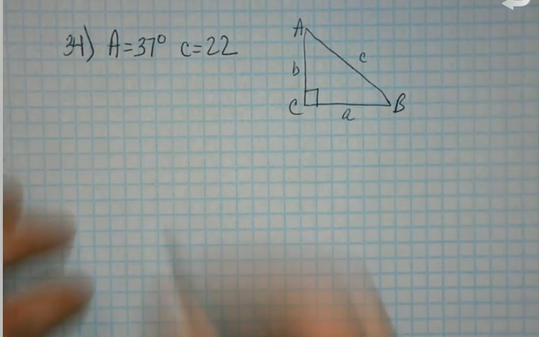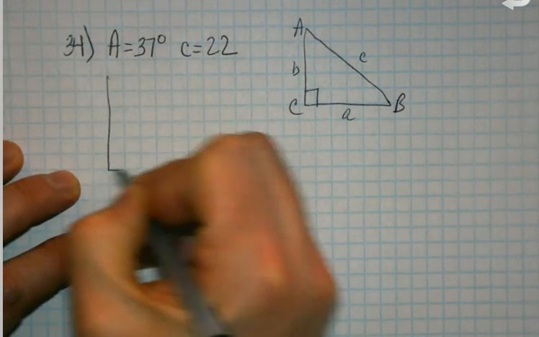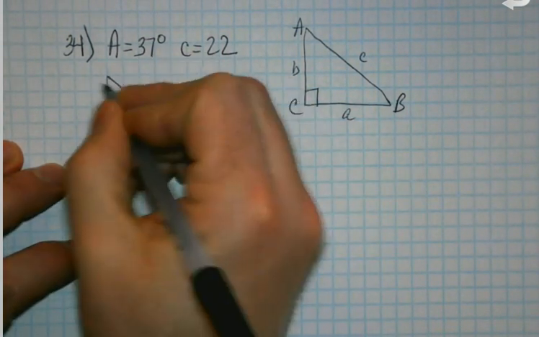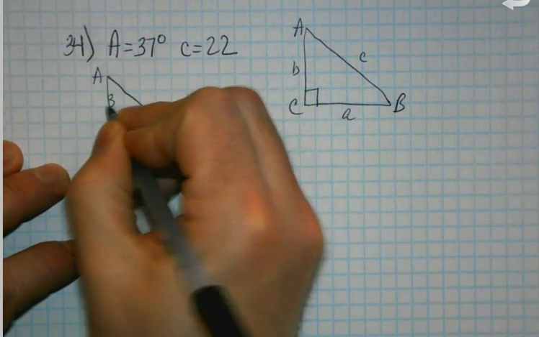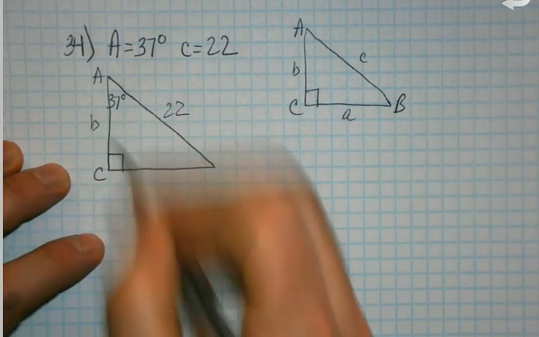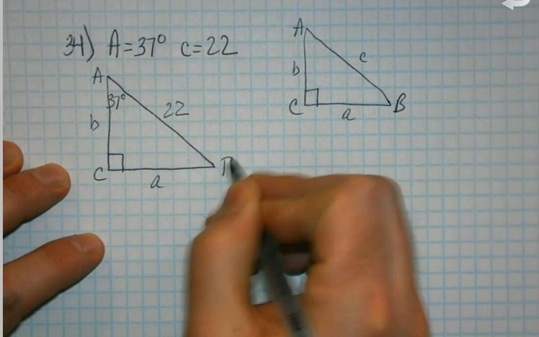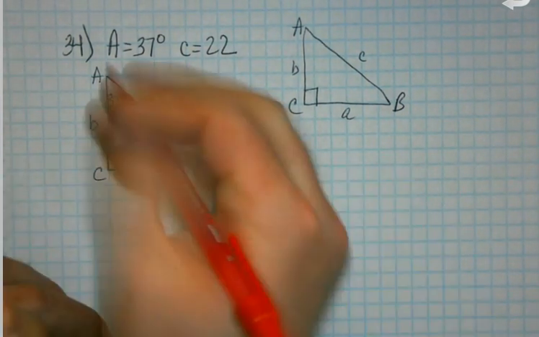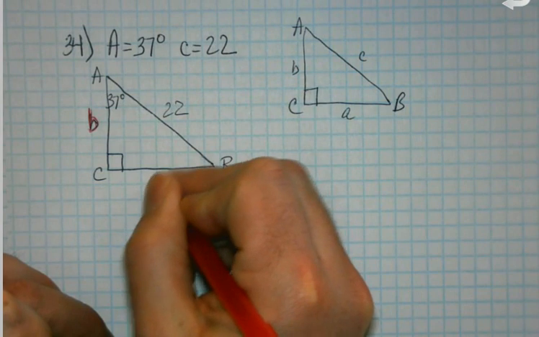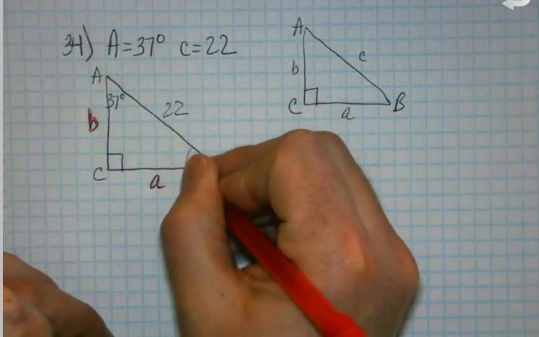So, what do I have? Well, let's see. I have an angle and a side. So I've got, this is 37. I know my hypotenuse is 22. And it's my job to figure out these other three pieces to my triangle.